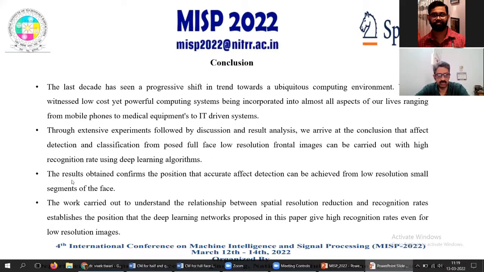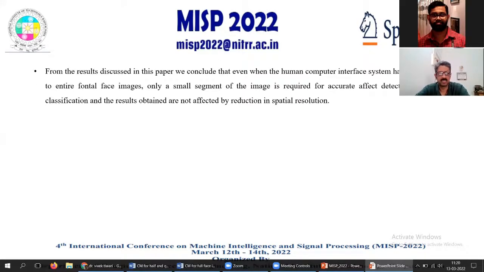I'll mention the last 2 conclusions. The result obtained confirms the position that accurate affect detection can be achieved from low resolution small segments of the face. And finally, the work carried out to understand the relationship between spatial resolution reduction and recognition rates establishes the position that deep learning networks proposed in this paper give high recognition rates even for low resolution images. From the results discussed in the paper, we conclude that even when the human computer interface system has access to entire frontal face images, only a small segment of the image is required, and results are not affected by reduction in spatial resolution. Thank you.